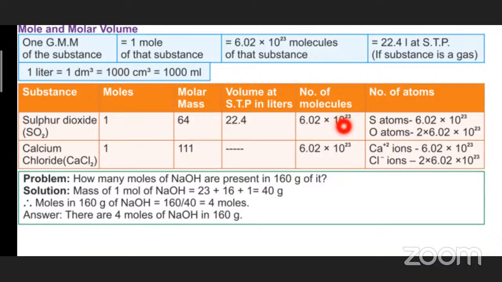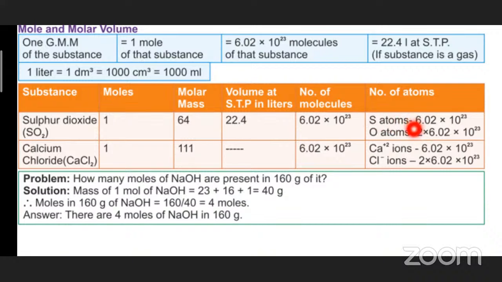Okay. And in your IIT exams and other competitive exams, they also ask you about the number of atoms present in a compound. So here you see, SO2 is made up of sulfur and 2 oxygens. So 1 mole of this has Avogadro number of sulfur atoms and 2 into Avogadro number of oxygen atoms, because the formula contains O2. So 2 into Avogadro number of oxygen atoms.